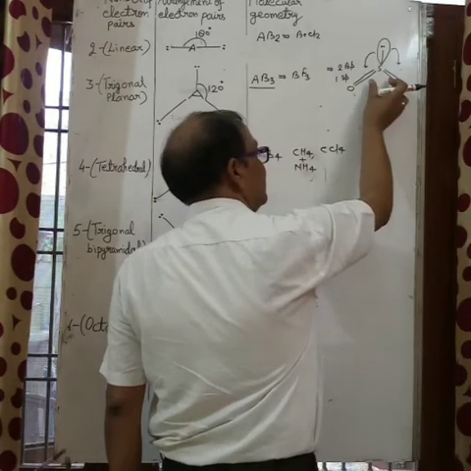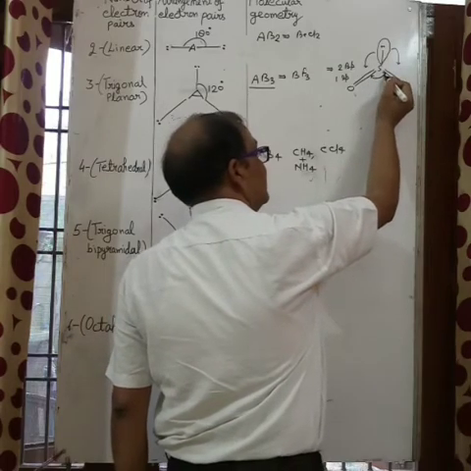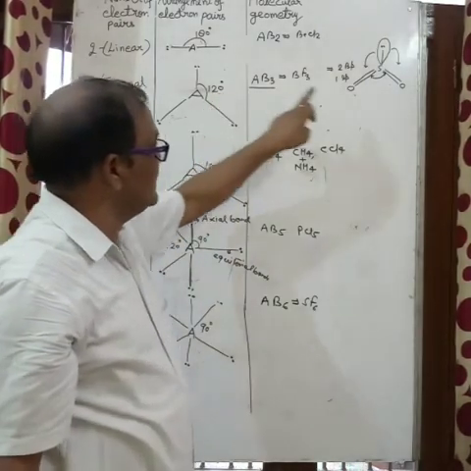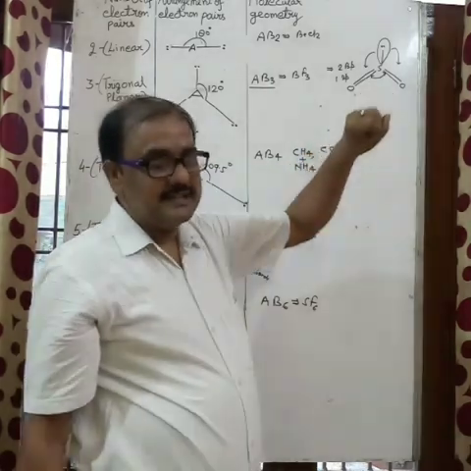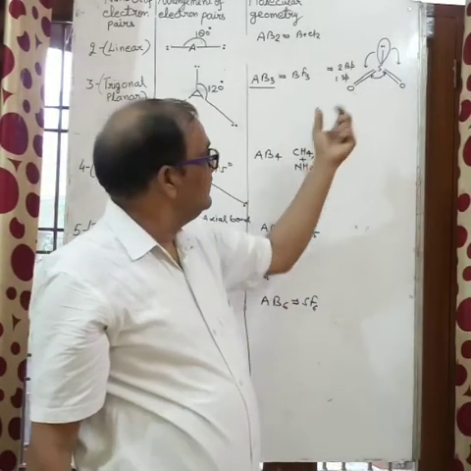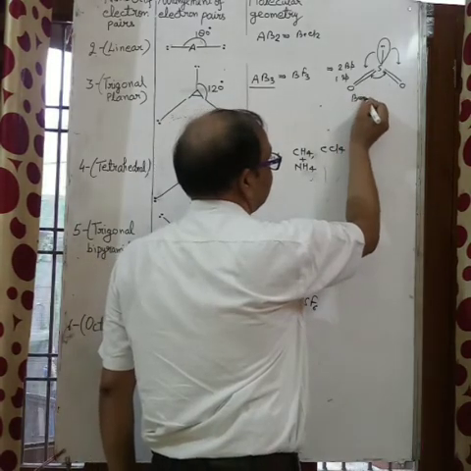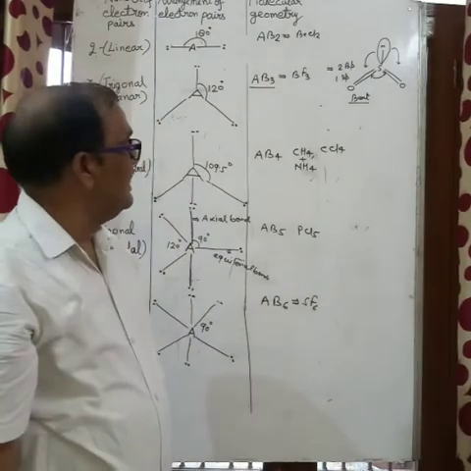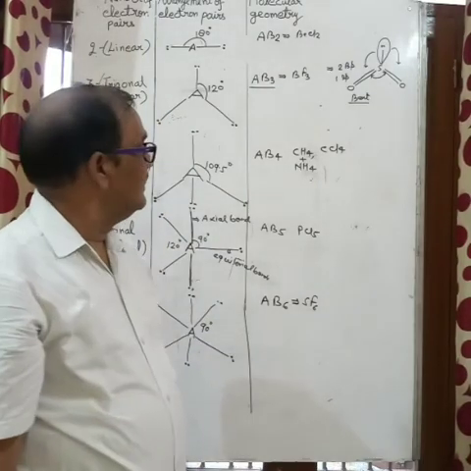As a result, this bond angle decreases from 120. It means this bond angle is less than 120. And the shape of the molecule is bent shape or angular. It means the shape of the sulfur dioxide molecule is bent or angular.